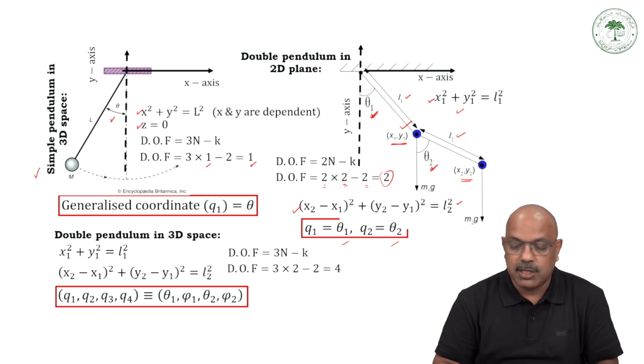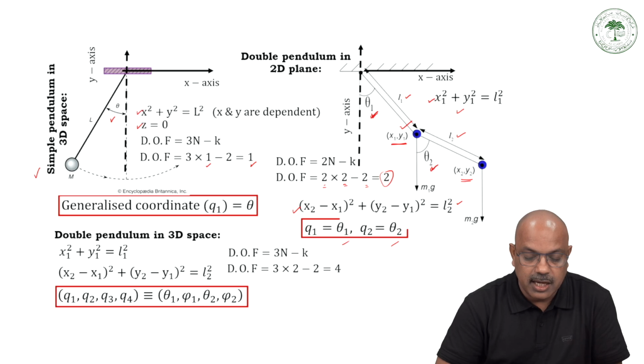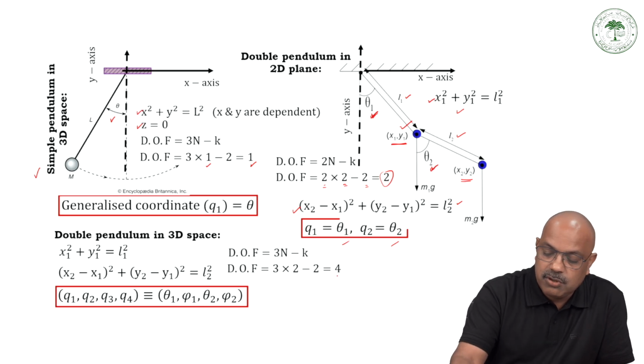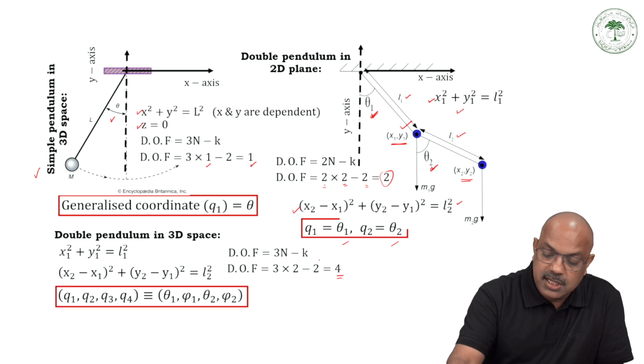If you talk about the double pendulum in 3 dimensions, as I told you, it has 4 degrees of freedom, because the constraints are the same but the dimension changes.